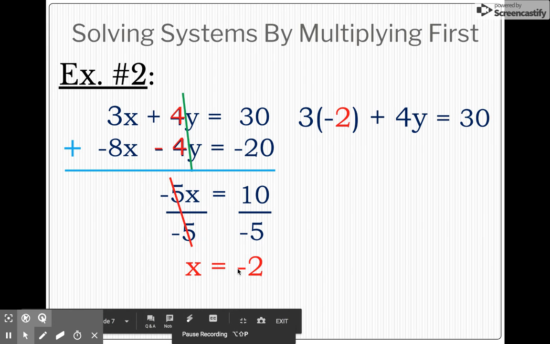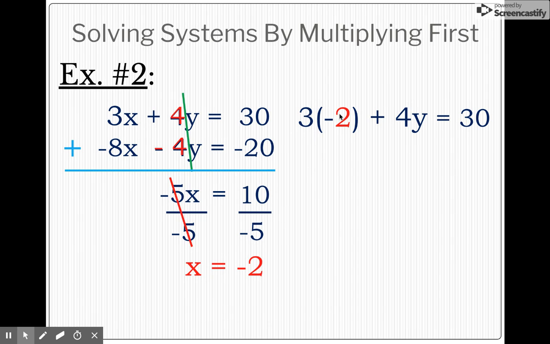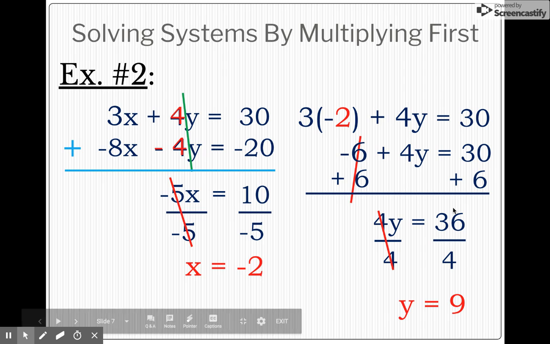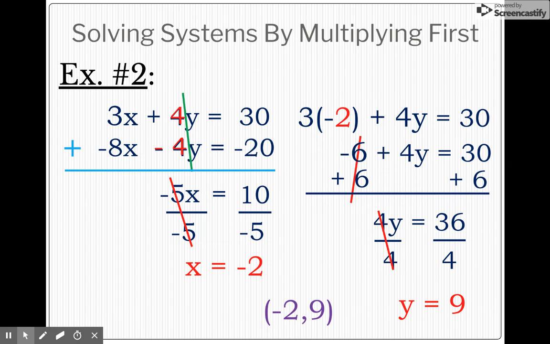And then you take the negative 2 and plug it into one of the equations. So I did it to the first equation. So instead of 3 times x, we do 3 times negative 2. The rest is the same. And then when we start to solve, we have to do 3 times negative 2 and get negative 6. We add 6 to both sides. And then divide both sides of the equation by 4. And we get y equals 9. So our ordered pair is going to be negative 2, 9.